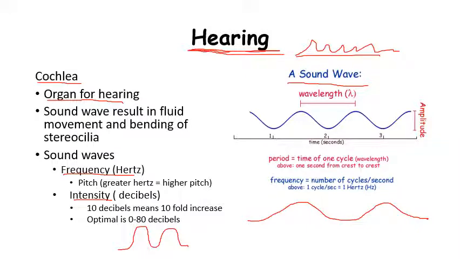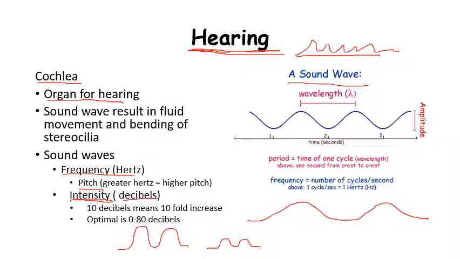Okay, high amplitude, low amplitude. So the height and the frequency are going to give us two different pieces of information. The frequency is going to be our pitch, and the intensity or the amplitude is going to give us our intensity, how loud the sound is, usually measured in decibels.